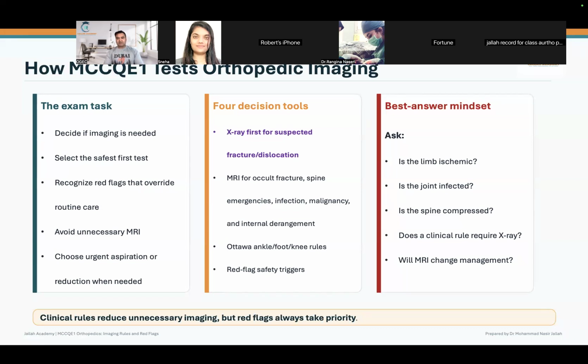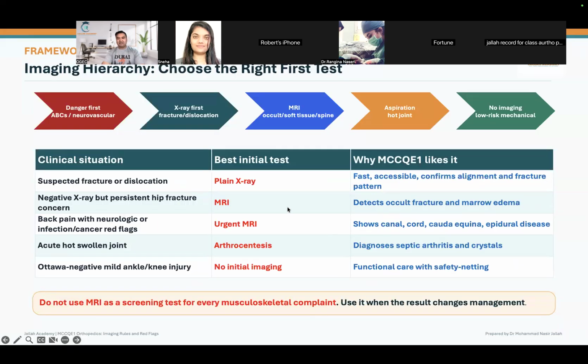Red flag safety triggers. Now, the best answer mindset. Ask, is the limb ischemic? So the patient has a trauma. Do I see the symptoms of ischemia? Is the joint affected? Is the spine compressed? Does a clinical rule require an X-ray? Do I have to? This is the mindset that you need to have whenever you're approaching any patient with orthopedic or rheumatology conditions. Clinical rules reduce unnecessary imaging, but red flags always take priority. So remember that.